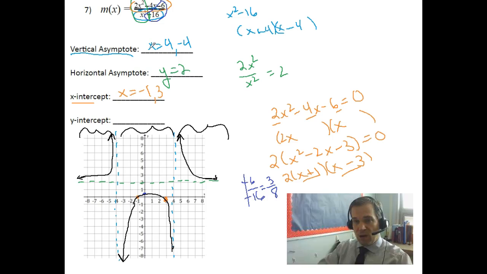So there you have it. As long as you know where to look and you understand how to put it on the graph, whether it's a line or a point, this is very doable.